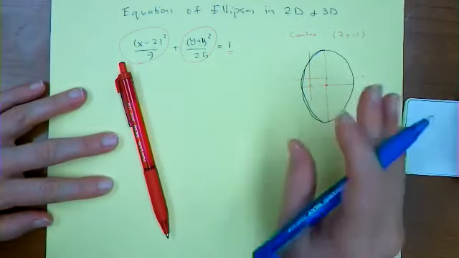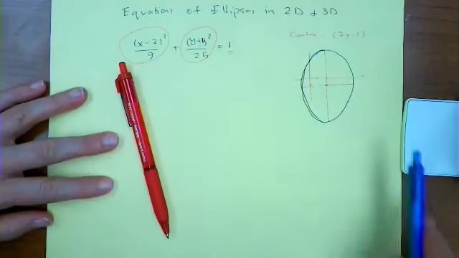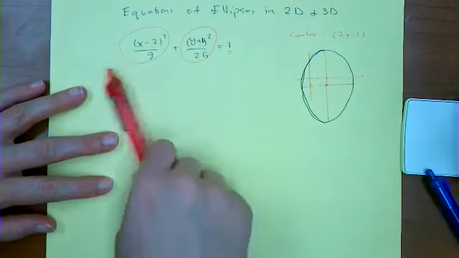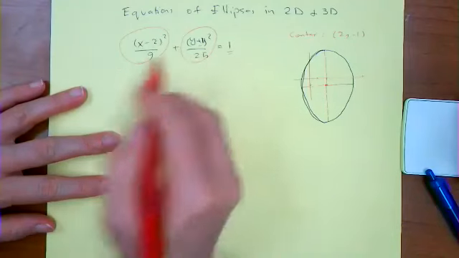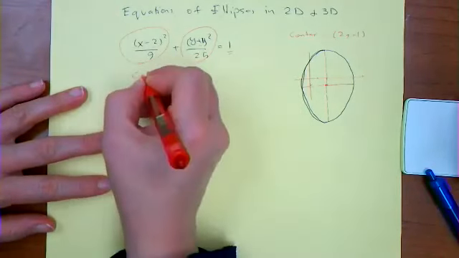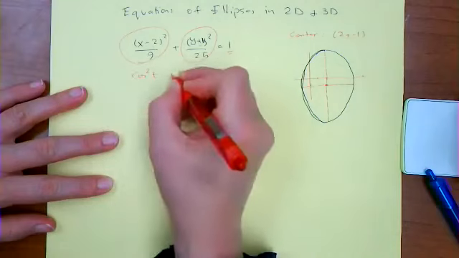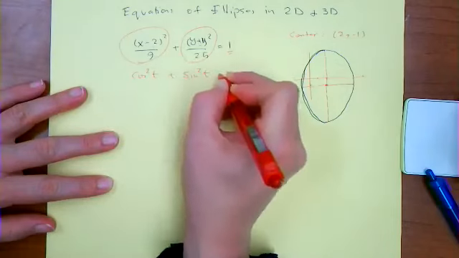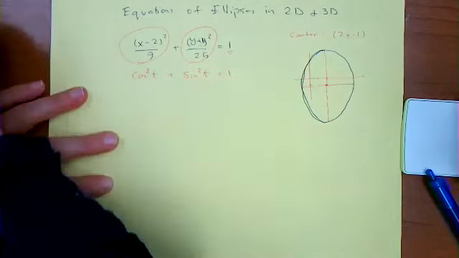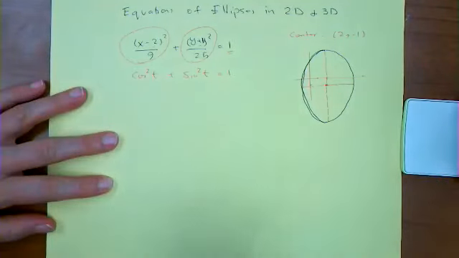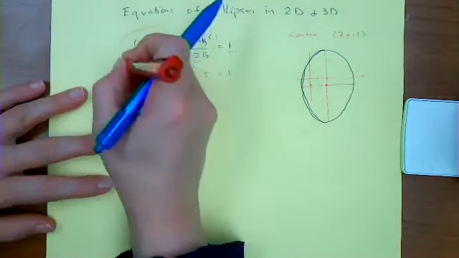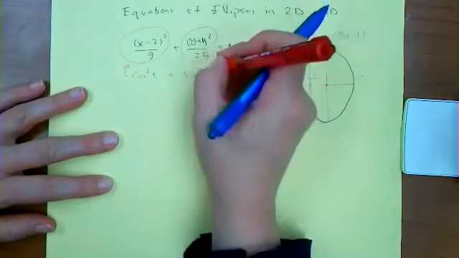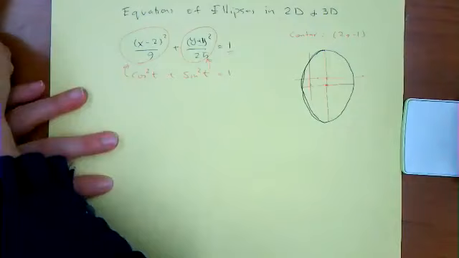Now, when I'm trying to parametrize this equation in 2D, it's always complete square plus complete square equal to 1, which always reminds me of cosine squared t plus sine squared t equal to 1. So this is going to be cosine squared t, and this is going to be sine squared t.